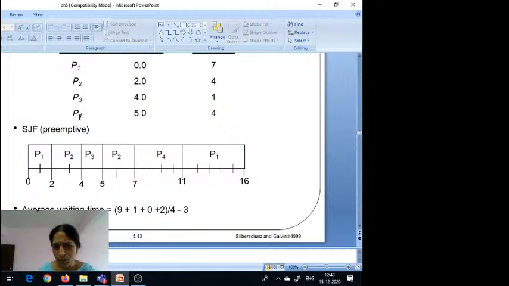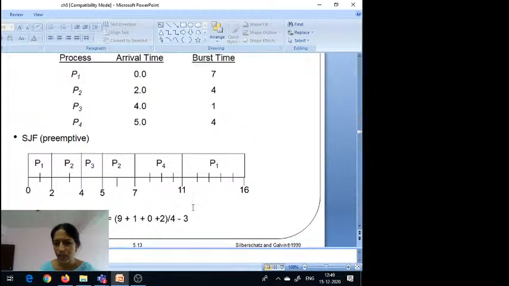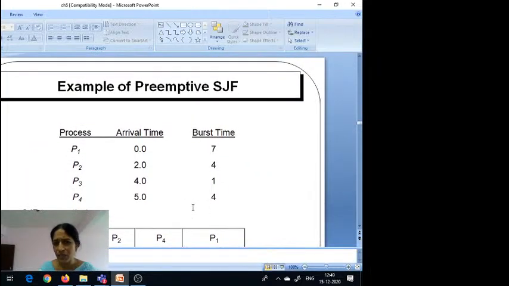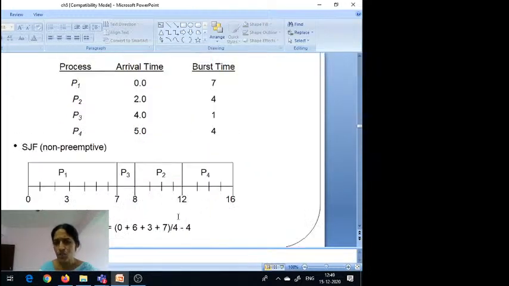So coming to the P4, what is the waiting time? 7. So P4 is 7, and the arrival time is 5, that means 7 minus 5 is 2. What is the average waiting time for this? Here it is 3, so in the preemptive version the average waiting time is 3 milliseconds. Coming to the non-preemptive version, the average waiting time is 4.